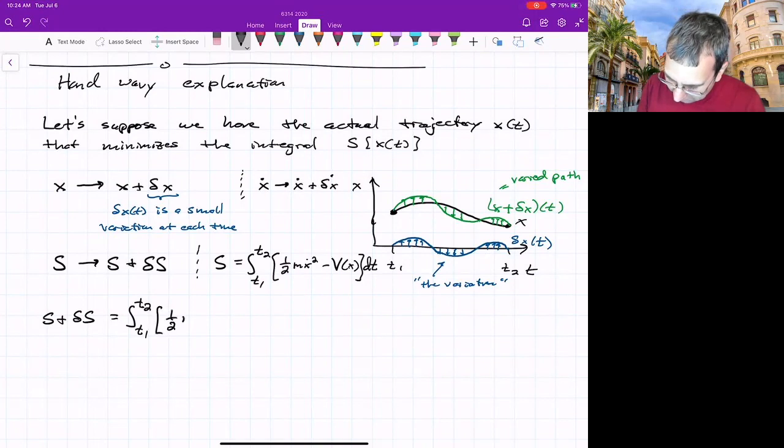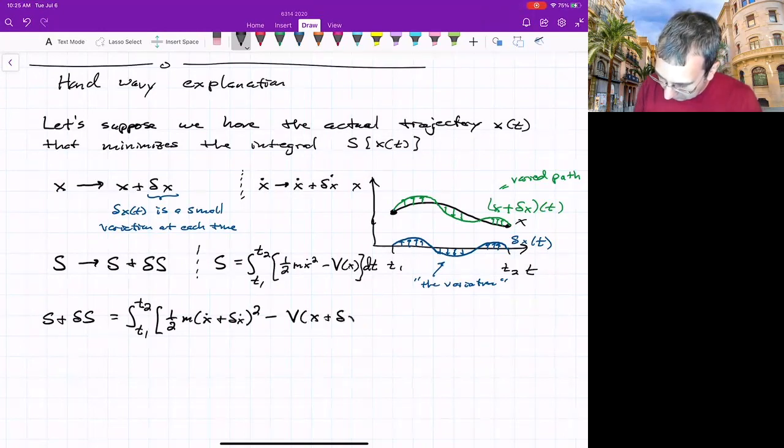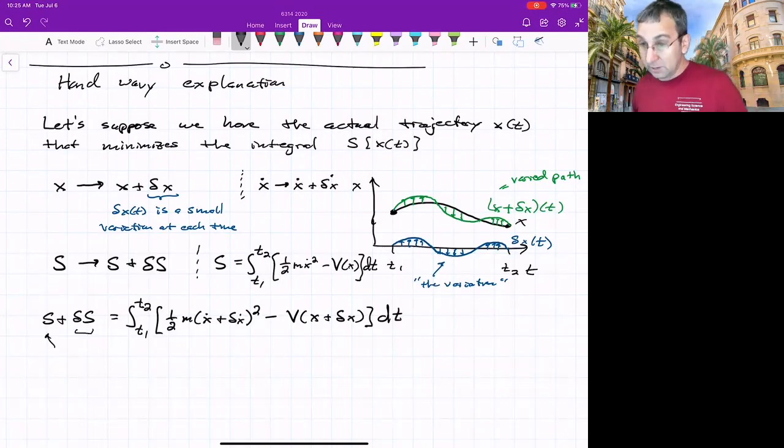This will be 1/2 m (x dot plus delta x dot) that whole thing squared, minus potential of x plus delta x. Right, this is what we would get as we vary the path. We're going to get S at its minimum plus whatever this variation is, and it would be this integral. But now we're going to expand out this right-hand side. We're going to expand out the integral and keep just the first order terms in the variation.